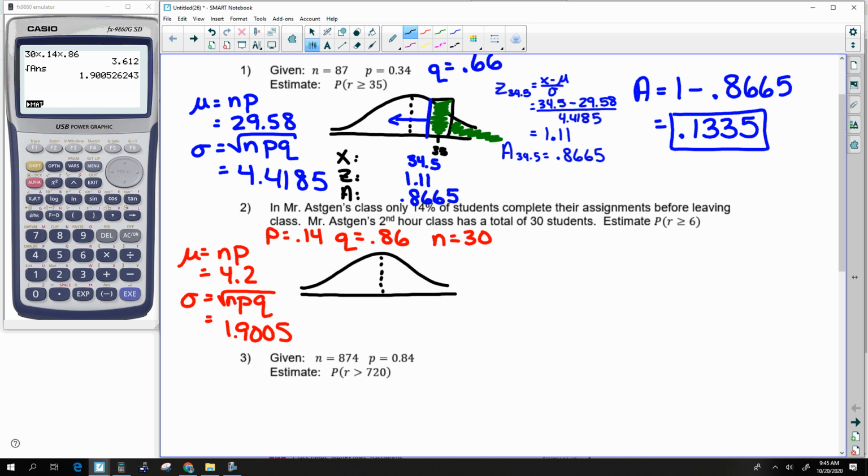I'm looking for what is the probability that r is greater than or equal to 6. So I create my 6. R's get bars. I want my r to be greater than or equal to 6. So that's creating the edge right here, which is at 5.5.